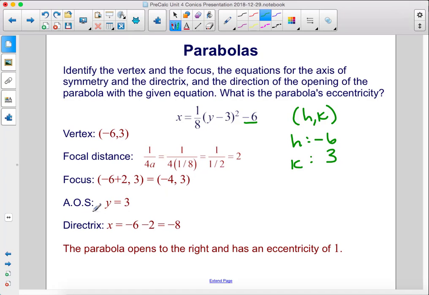The axis of symmetry is at k, so y equals k here, and that is 3. The directrix is at h minus the focal distance, so -6 minus 2, which is -8. The parabola opens to the right and has an eccentricity of 1.